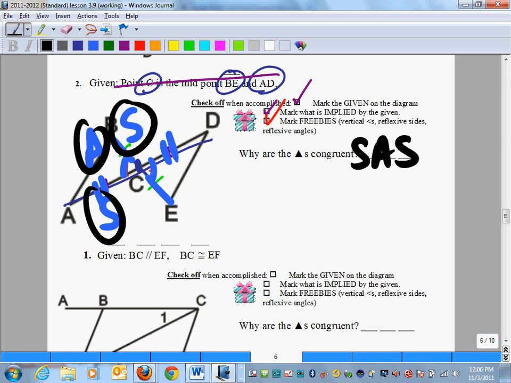Oh, I forgot to check for the vertical angles. Whoops, my bad. But I did it. Because I'm that amazing. No, I don't. You are crazy.